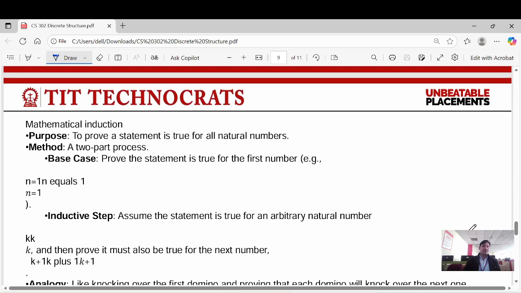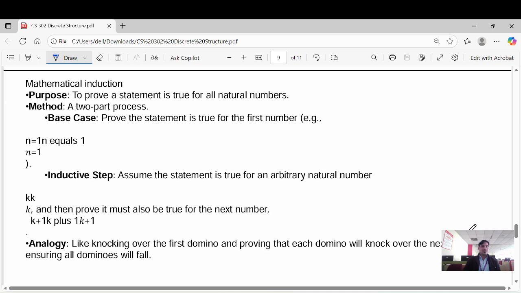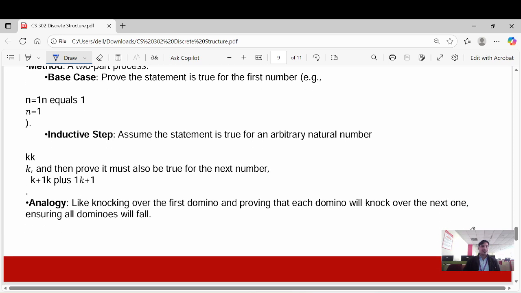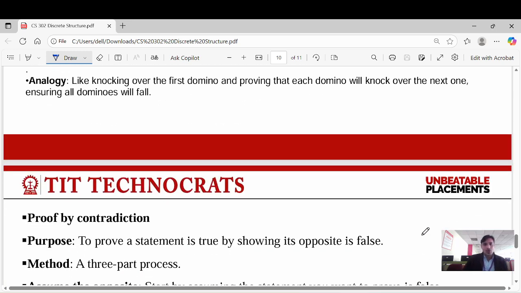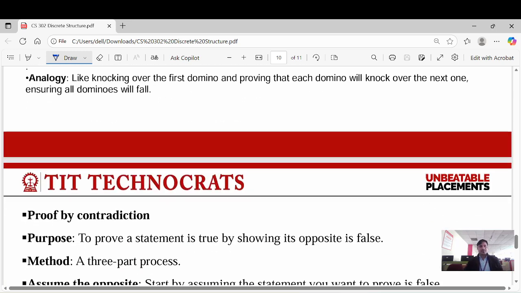Here is the methodology, what we are doing in mathematical induction. Firstly, what is the purpose? To prove a statement is true for all natural numbers. Then the method, a two-part process. Base case: first we have to prove that it is true for n equals 1. Second, inductive step: here we prove that it is also true for k plus 1. Then the analogy: like we have to prove it is true for m plus 1.